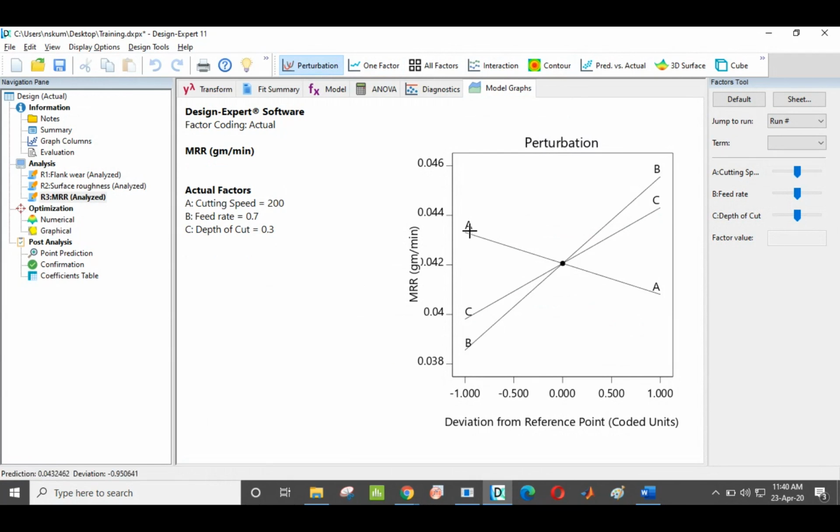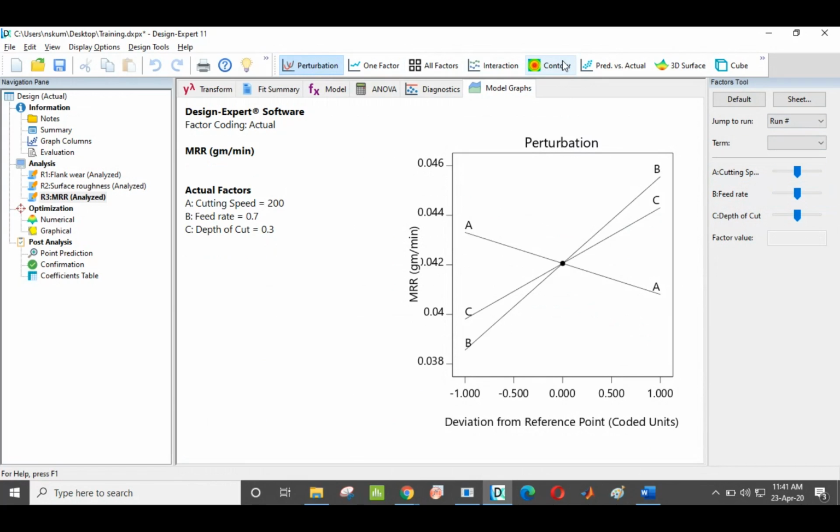And model graphs, perturbations. Here you can see the change in A, the cutting speed. With the change in cutting speed, MRR tends to reduce. That is, when the cutting speed is increased, MRR gets reduced. With increasing feed rate, higher MRR is obtained. With increasing depth of cut, higher MRR is obtained. So that is my interpretation here.